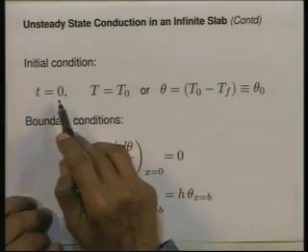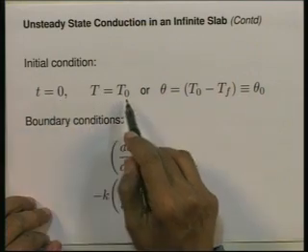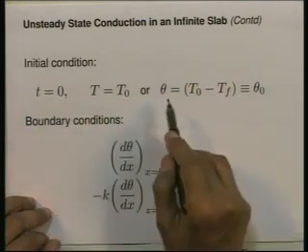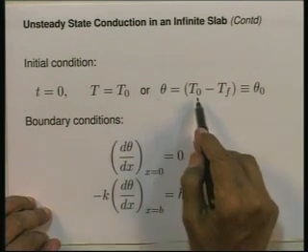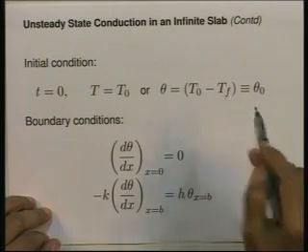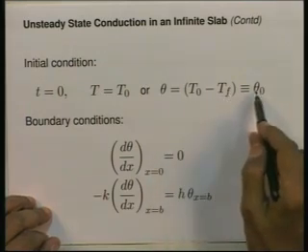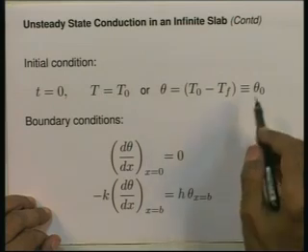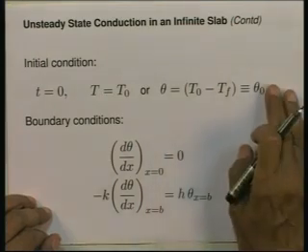Now, if this is our differential equation, then we have to solve it subject to the conditions of the problem. This is an unsteady state situation. So, we must have an initial condition and we must have boundary conditions. The initial condition that we have is at time t equal to 0, capital T is equal to T0. Or in terms of theta, theta is equal to T0 minus Tf, which we will call theta 0. That is our initial condition.